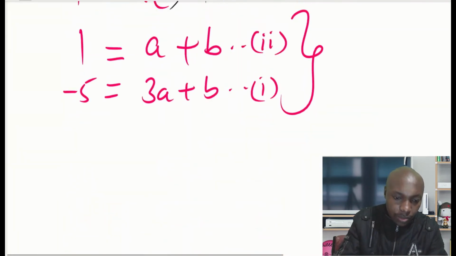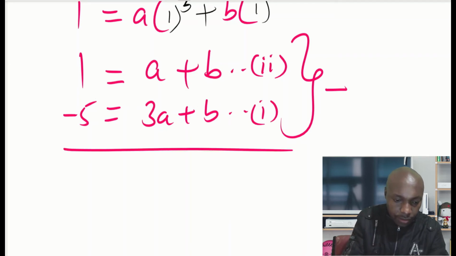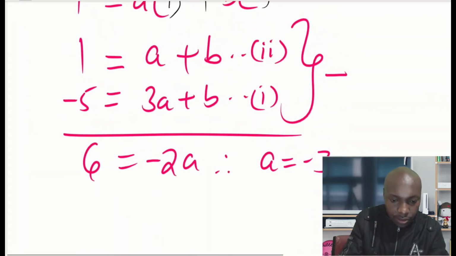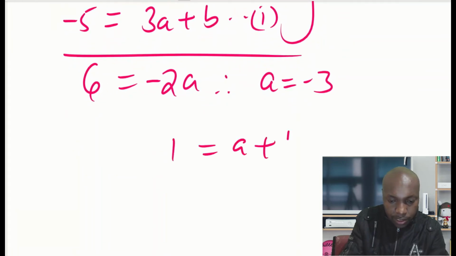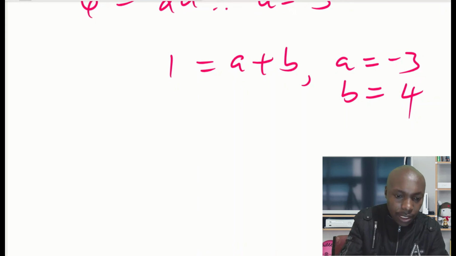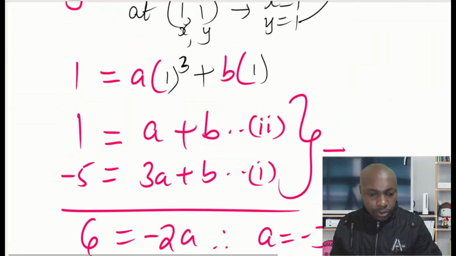We solve them using any suitable method. I prefer to use the elimination method, and that is what is going to give us the values of a and b. To eliminate b, you subtract, because you can see b is uniform. So 1 subtract negative 5 gives 6, and a subtract 3a gives negative 2a, then b disappears. So a will be negative 3. Substituting negative 3 into a plus b equals 1, b will be 4. Therefore the values of a and b have been obtained: a equals negative 3 and b equals 4. That is basically how you're supposed to solve that question.